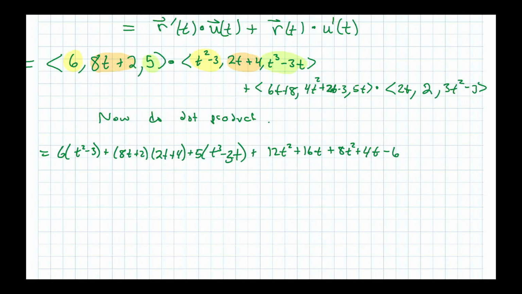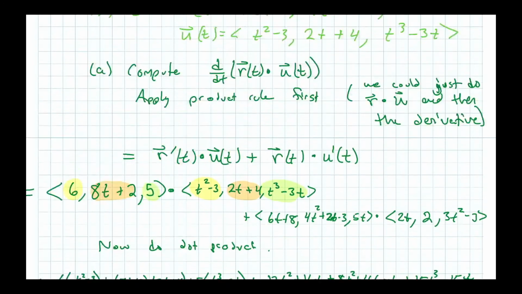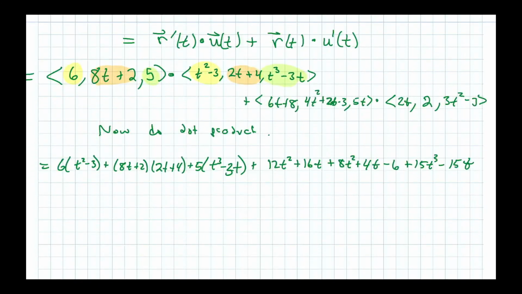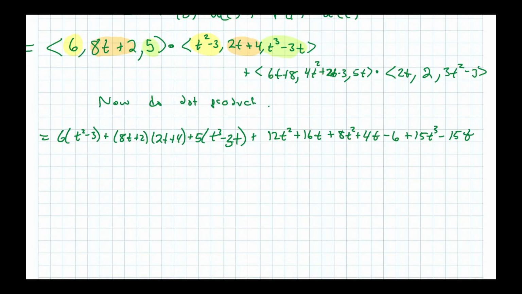And then we have 5t times the 3t squared minus 3. So we've got plus 15t cubed minus 15t. Wait. Yeah, 3t squared minus 3. Okay, so you get all that. And then you've got to add it all up, which I'm not going to do. I copied this from the book, so I'm just going to write the answer that's in the book.